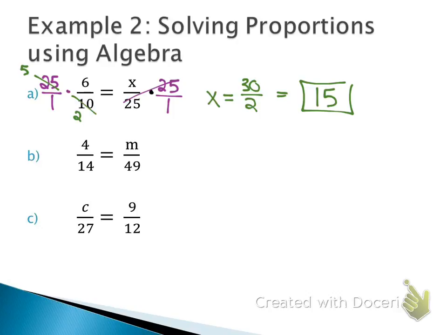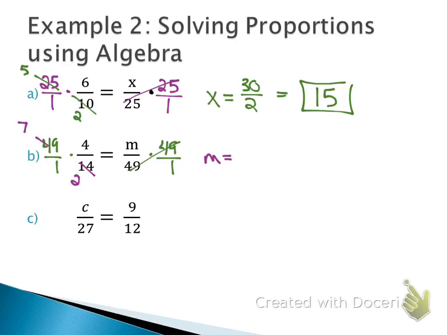So on B, what am I going to multiply both sides by? 49. Multiply both sides by 49. All right, so when I multiply, are you writing this down? Yes. Both sides by 49, can I cross-reduce anything? Yes. 14 and 49. Very good. 14 and 49 by 7. 2 and 7. Okay, and now what do I end up with?